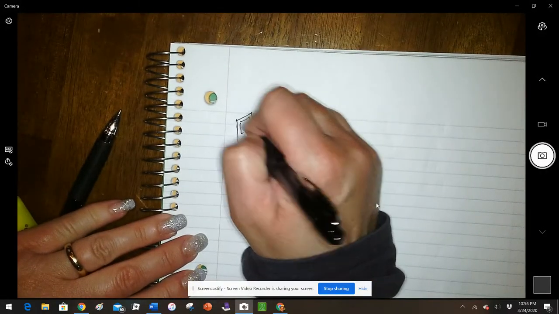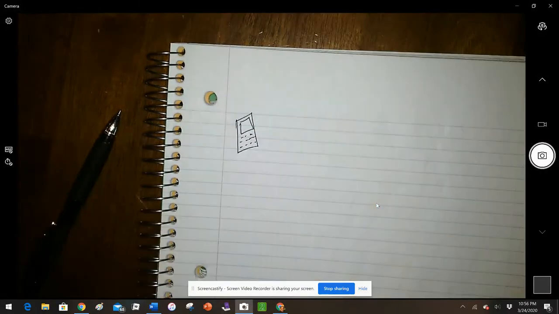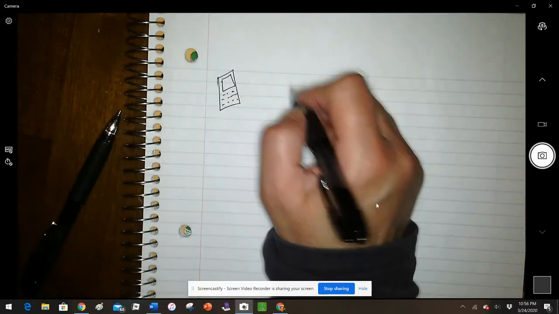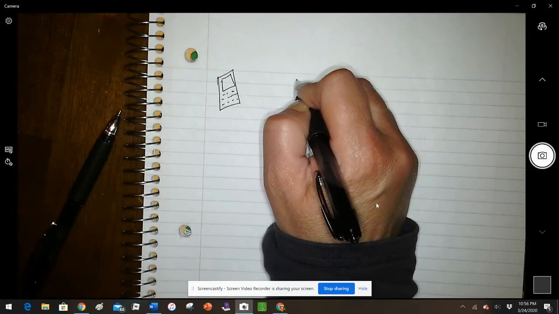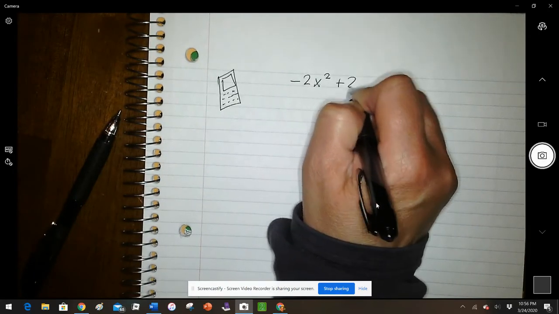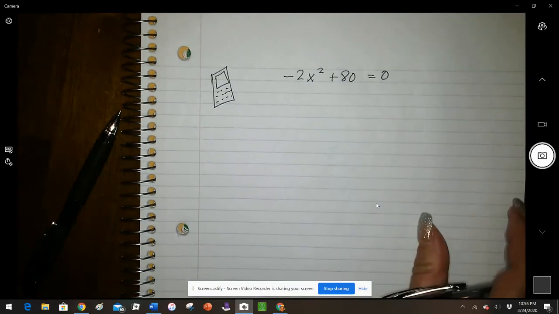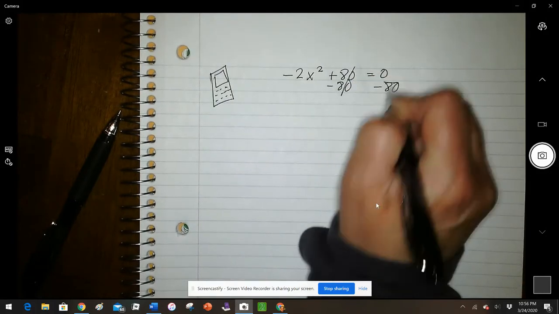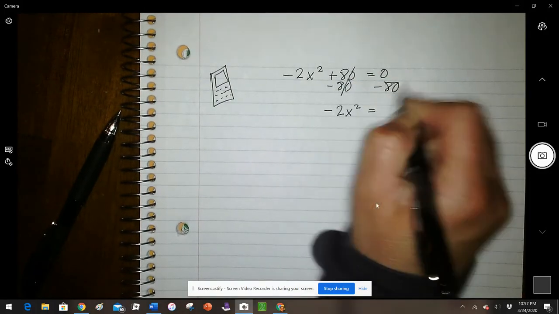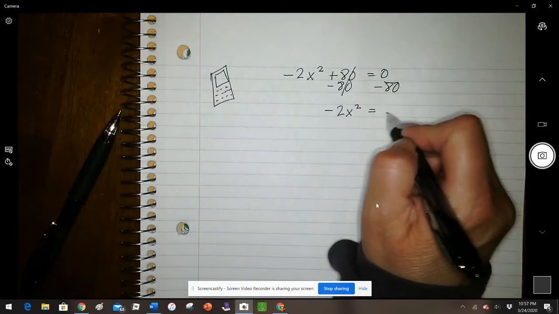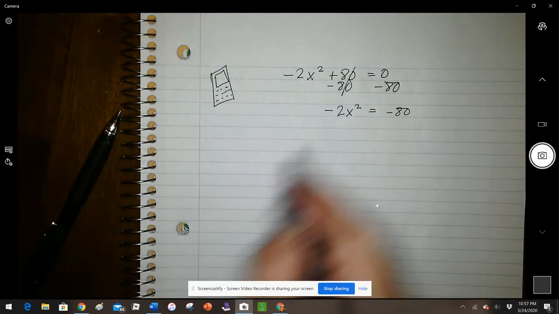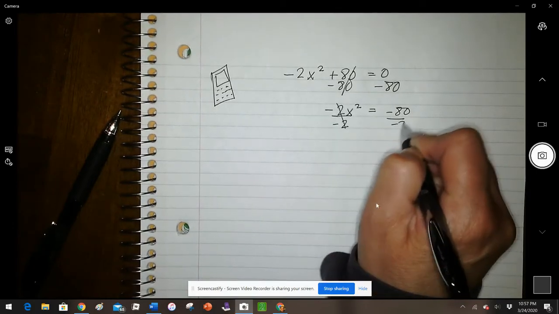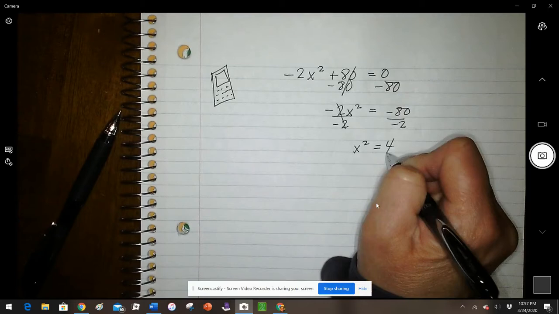There's one last kind of problem that we need to go over, and that's the kind that needs your calculator. Okay? So last kind of problem, here we go. Negative 2x squared plus 80 equals 0. Let's get x by itself. So I'm going to subtract 80 from both sides. So I have negative 2x squared equals 0 minus 80, which is negative 80. Watch those negative signs. I'm going to divide by negative 2, and I get x squared equals 40.